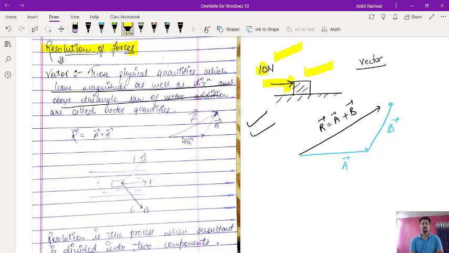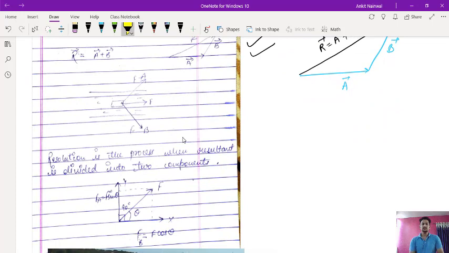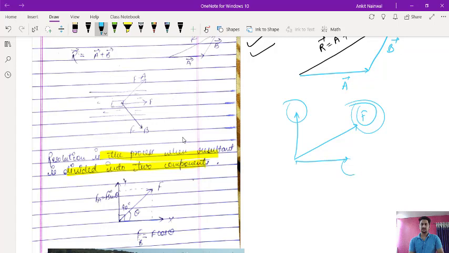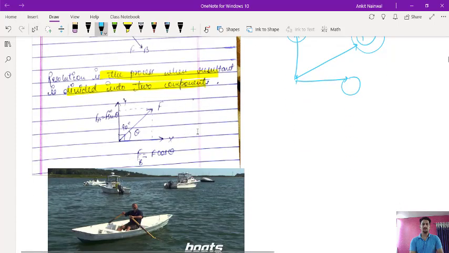So now we will start with resolution of forces. Resolution of forces is the process when the resultant is divided into two components. Suppose you have one force F in one direction, and you need to know the force in this direction and this direction. How will you divide this force in these two directions? We have to divide this resultant force in these two directions. How will you divide it? We will explain with the help of one example.